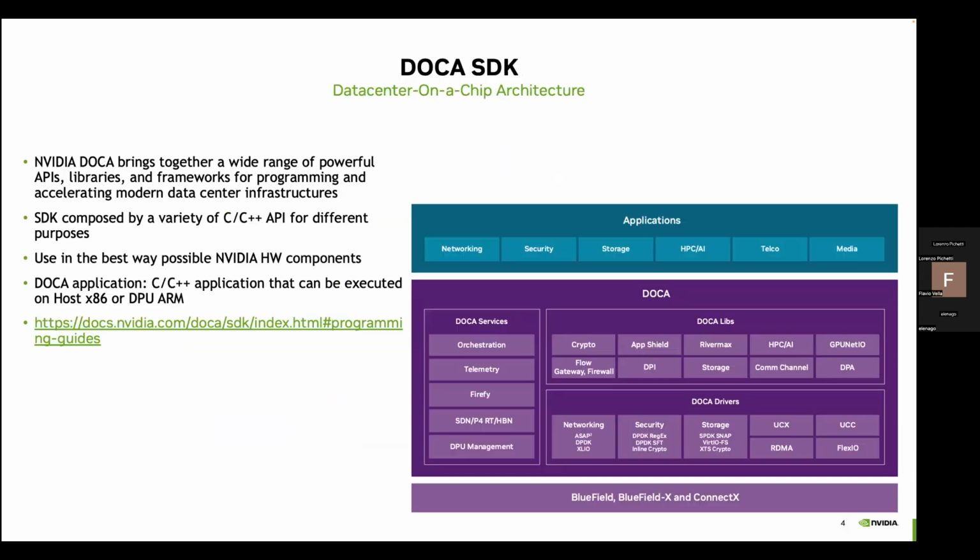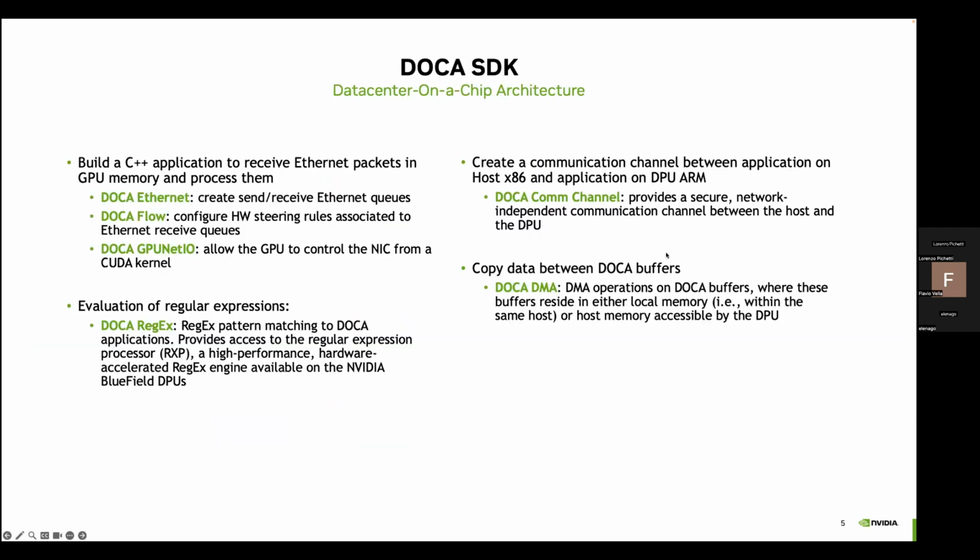Then you can use something like the DOCA Comm Channel or DOCA DMA to pass a message, signal, or whatever information you want from the x86 to the ARM. But it really depends on what you want to do. Of course, these add extra latency to the communications.